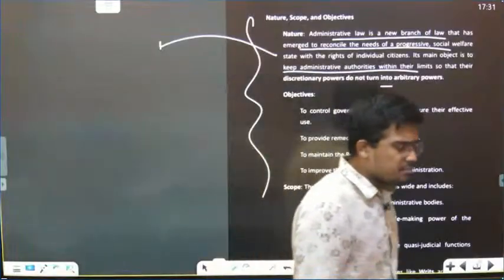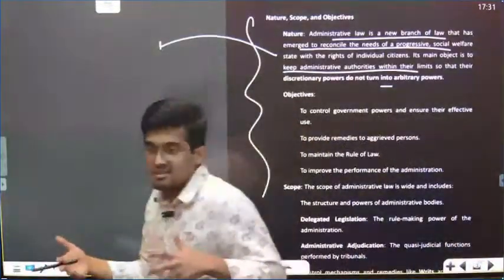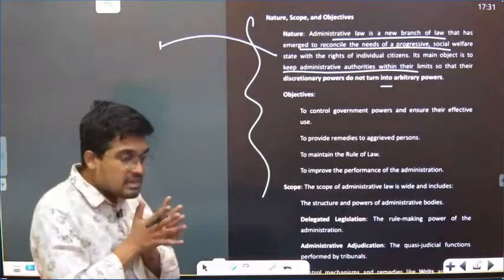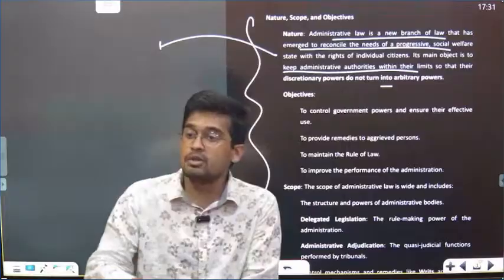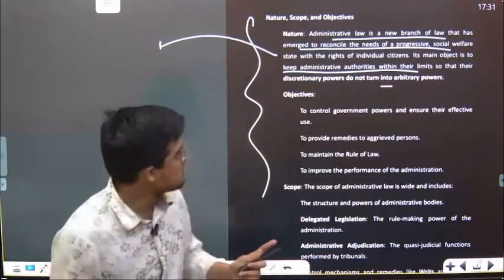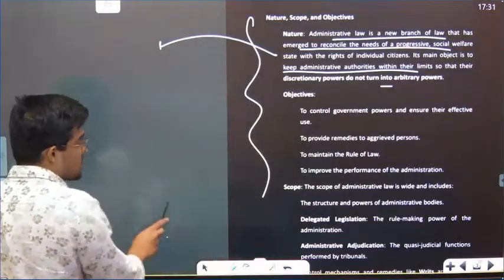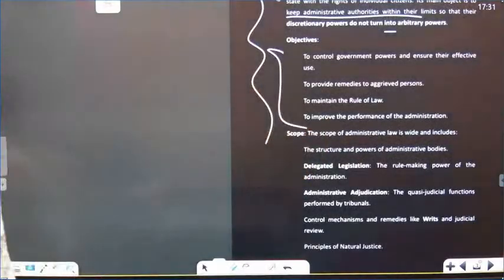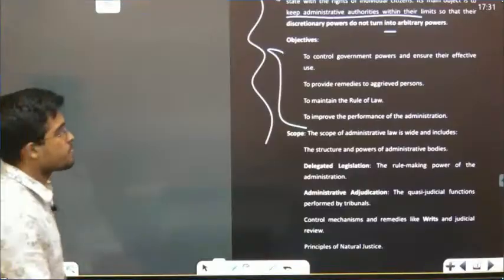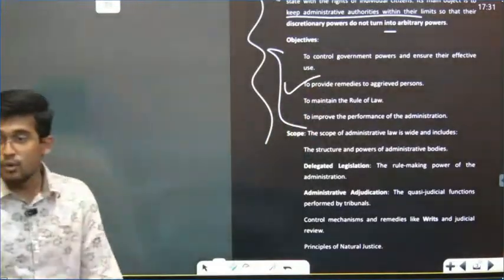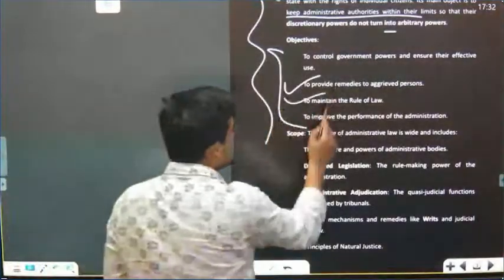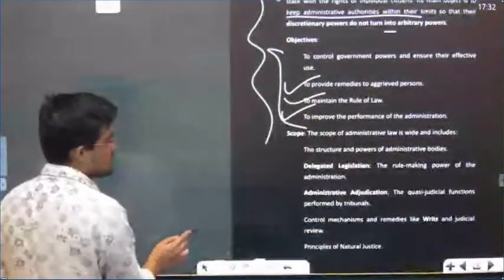So basically, because the welfare state has progressed over the last 100 years, administrative law is that emerging field because we need to regulate the actions of the government. What is the objective of administrative law? To control government power and to ensure it is effectively used. Provide remedies to persons who are aggrieved by government actions. To maintain the rule of law and to improve the performance of administration.